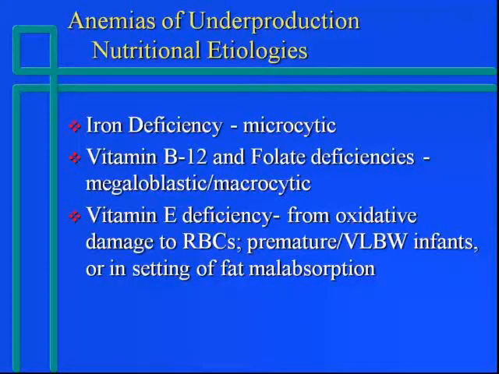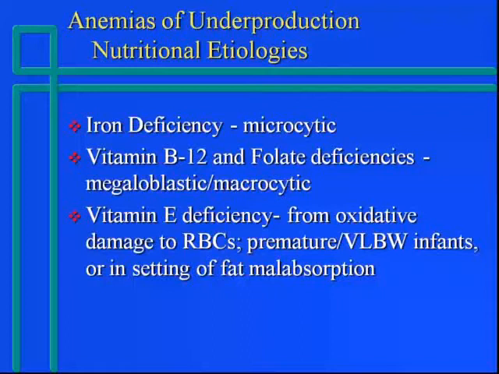So I want to shift gears and start to discuss the anemias of underproduction. Again, thinking of anemia as either too little production or too much loss. Anemias of underproduction can be from nutritional etiologies, the most common, of course, being iron deficiency, which causes a microcytic anemia. Children can get vitamin B12 and folate deficiency, which lead to a megaloblastic macrocytic anemia.